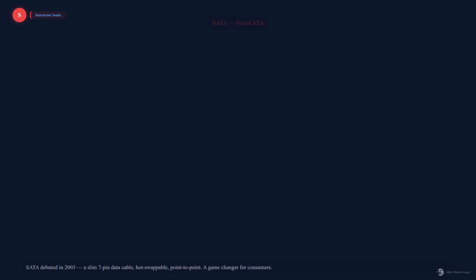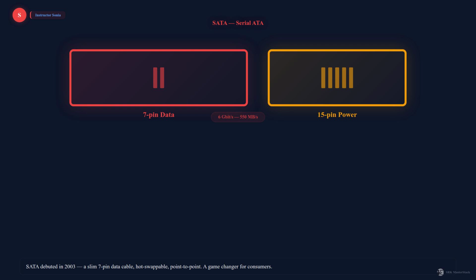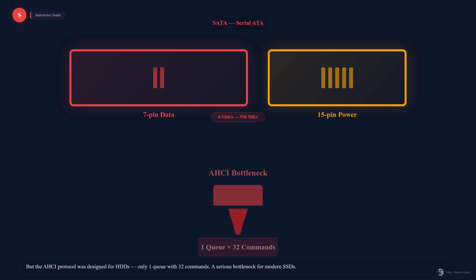Next up, SATA. SATA, or serial ATA, debuted in 2003 and was a game-changer for consumers. Instead of a bulky parallel cable, SATA uses a slim 7-pin data cable and a separate power cable. It is hot swappable, uses point-to-point connections instead of a shared bus, and is incredibly simple to use. The latest version, SATA 3.0, supports up to 6 gigabits per second. In real-world terms, that is about 550 megabytes per second for SSDs.